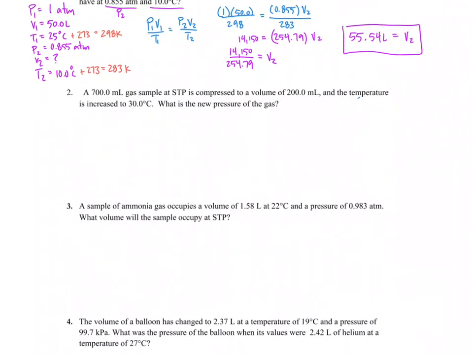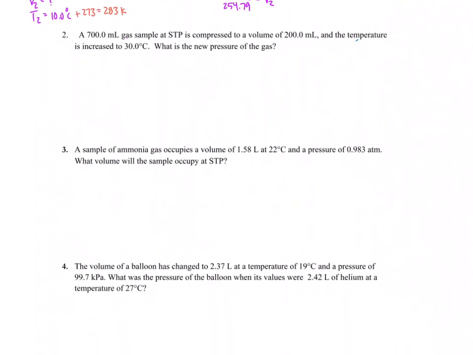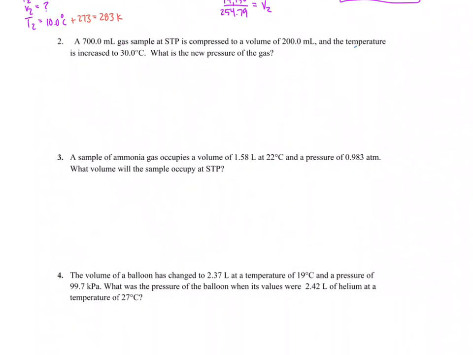All right, let's go ahead and look at the next example here. I've got a 700 milliliter gas sample at STP that is compressed to a volume of 200 milliliters, and the temperature is increased to 30 degrees Celsius. What is the new pressure of the gas?